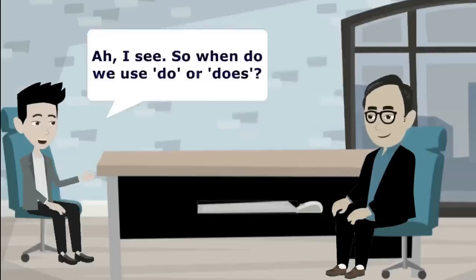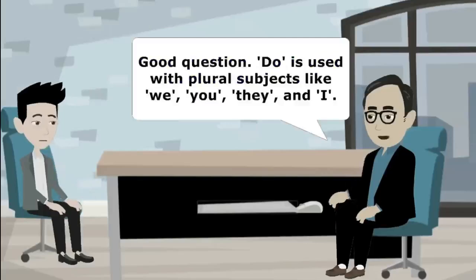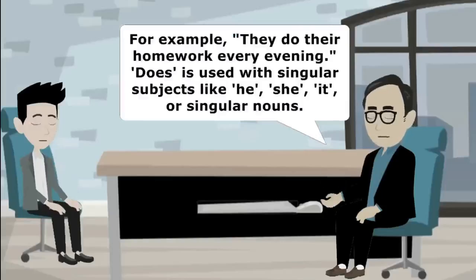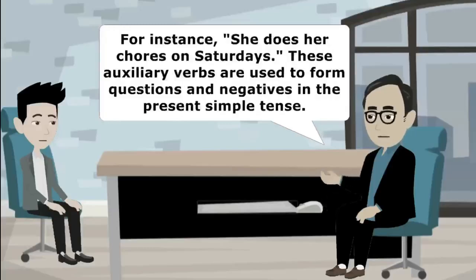So when do we use do or does? Good question. Do is used with plural subjects like we, you, they, and I. For example, they do their homework every evening. Does is used with singular subjects like he, she, it, or singular nouns. For instance, she does her chores on Saturdays. These auxiliary verbs are used to form questions and negatives in the present simple tense.